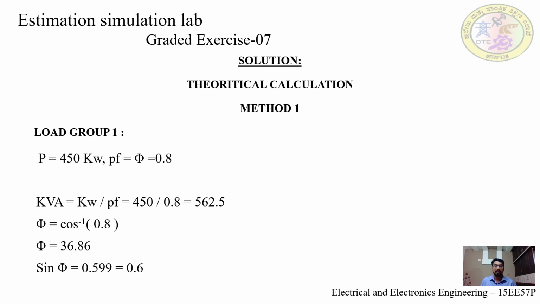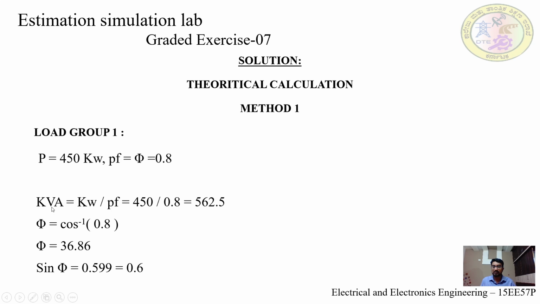Now let us see how to calculate the value of the compensation required theoretically. There are two methods. Let us see both of them. Starting with method number 1. Here, let us start with load group 1. The given power is 450 kilowatt and the power factor is 0.8.